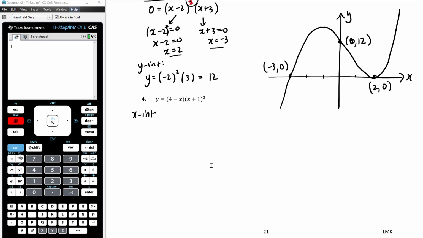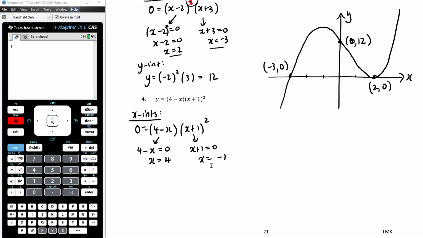X-intercepts, we let y equals 0. We've got our nicely factorized cubic. Oops, sorry, it's a squared. So straight away we can use our null factor law. 4 minus x equals 0, so x is equal to 4 if I add x to both sides. x plus 1 equals 0, so x equals -1.